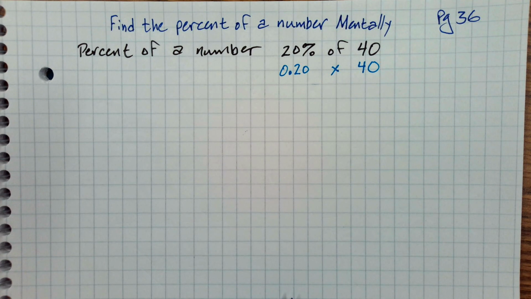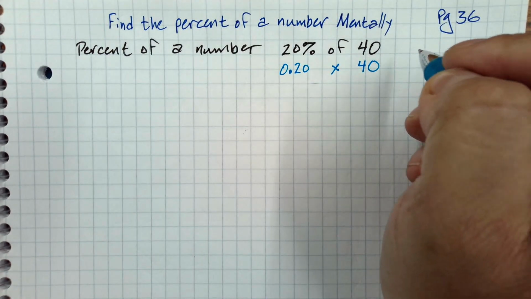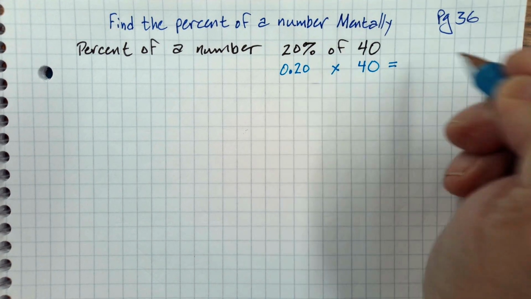So whenever you're finding the percent of a number, convert the percent to a decimal or fraction, whatever's convenient. Of means multiply, and then multiply. If you do the multiplication, it equals 8, right? Or is it 80? Oh no, it can't be 80. What's our answer? 8.